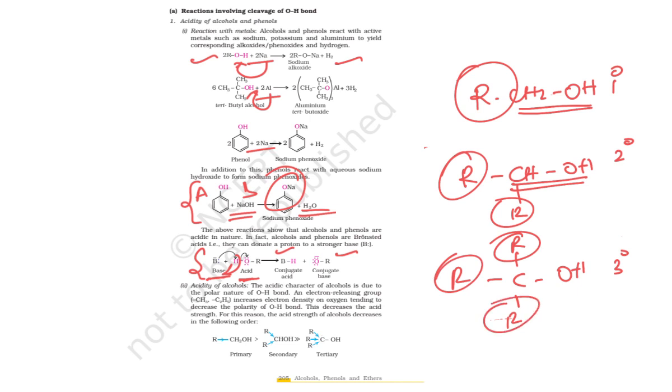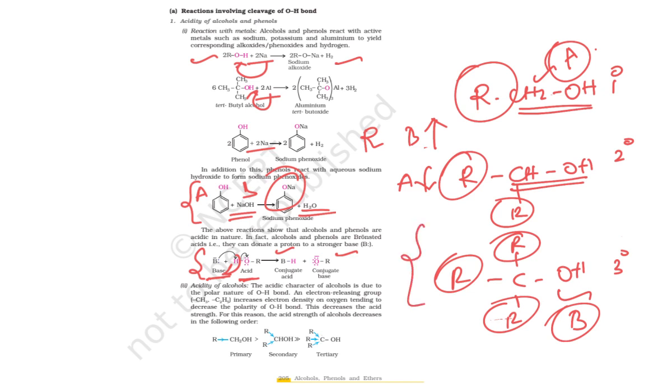So as the electron releasing groups increase, basicity increases and acidity decreases. This one is most basic in nature, and this one is most acidic in nature. Have you understood? So an electron releasing group increases basicity and decreases acidity. You have to understand this one. Clear?